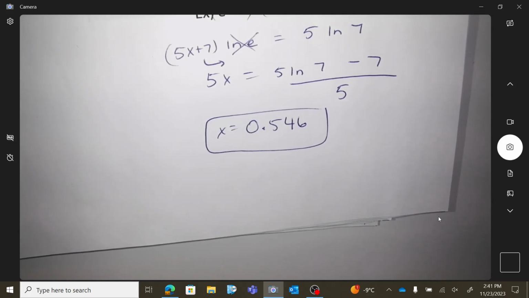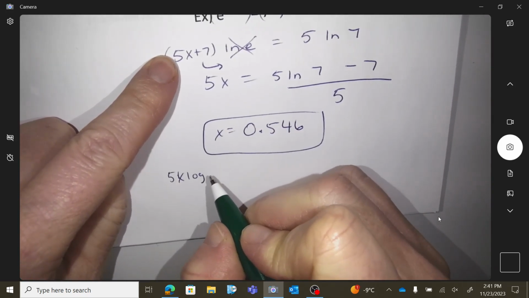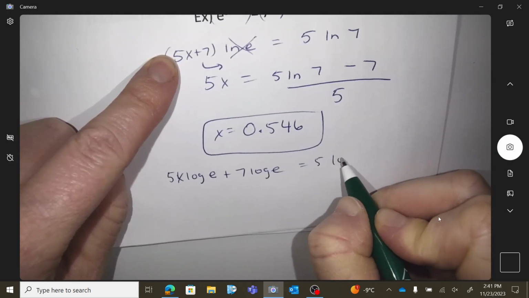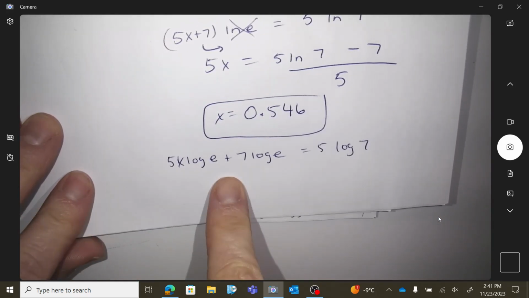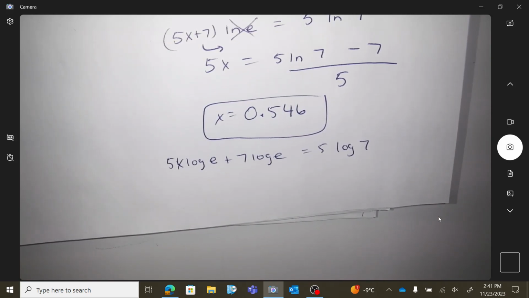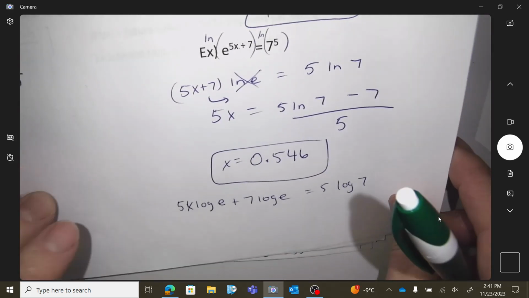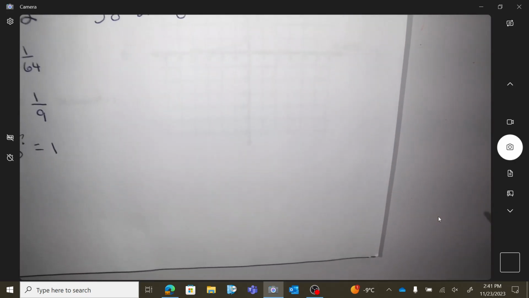Okay, would it have been wrong if I logged both sides? No. But you would have had 5x log e plus 7 log e equals 5 log 7. You would have just had to do more work because log e doesn't just cancel. So you would have got there the same way. It's just that doing the ln saves you some work because you get to cancel it out. So whenever there's a base e, try to use the ln, yeah.